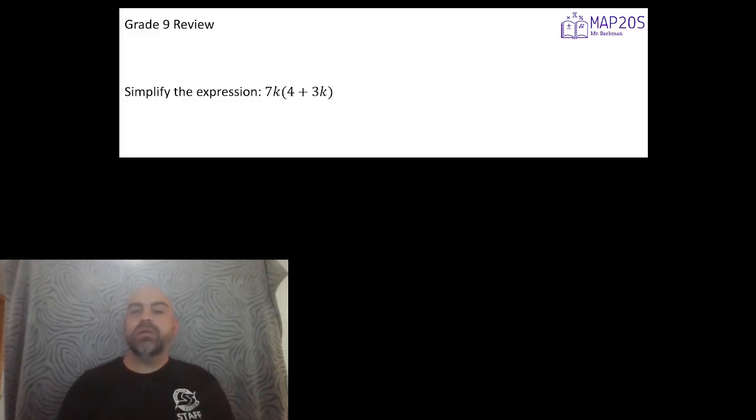All right, with this one here, the answer is going to look like this: 28k plus 21k squared. We're doing okay so far? I hope so. All right, let's try another one here. This one has a couple different variables. So multiply these together, pause the video, come back when you're ready.